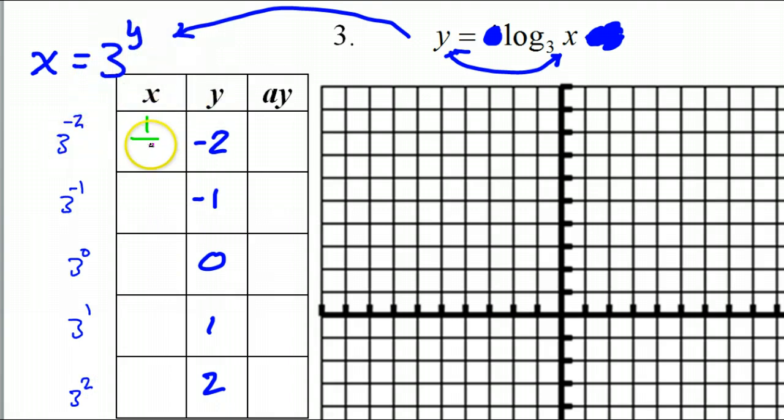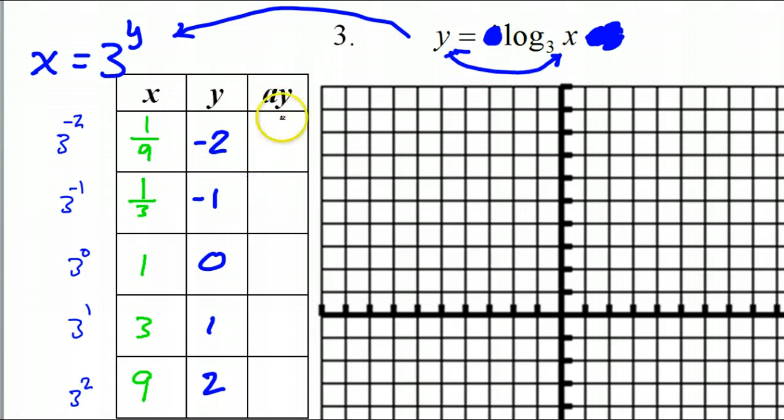Okay, so once again, this is going to be 1/9 and 1/3 and 1 and 3 and 9. Now I'm doing these in green because these will not be the final points, because I'm going to have to shift later.